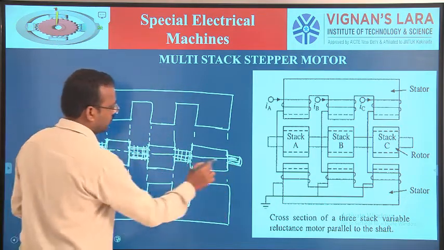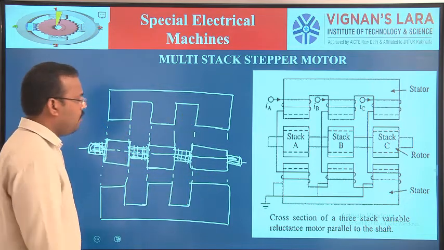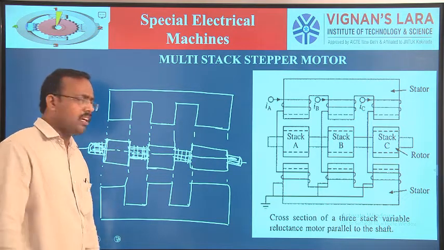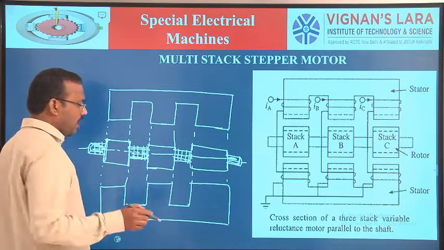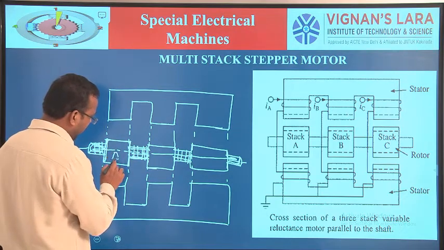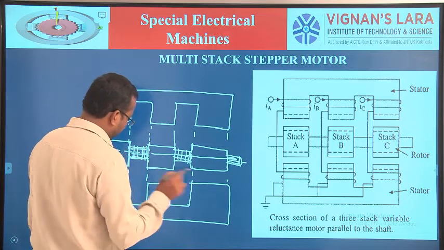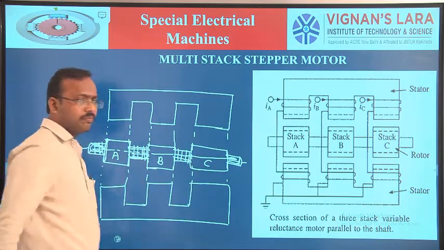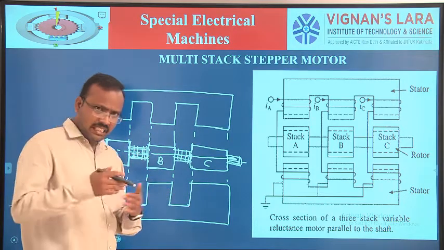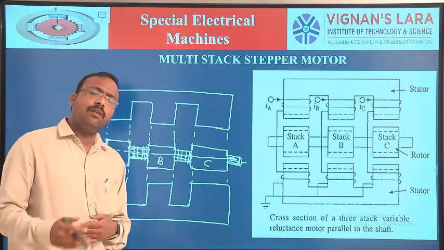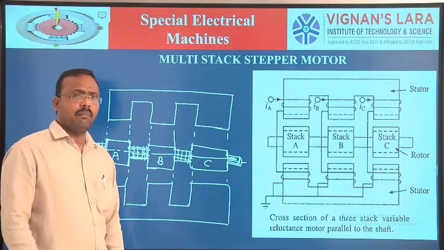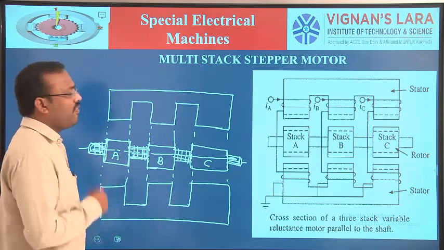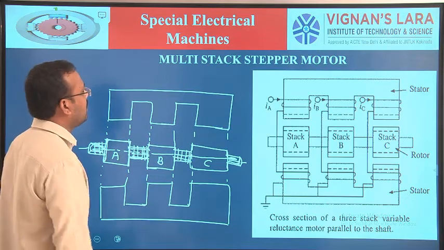Okay. So this is your shaft. Now, stator carrying concentric winding on the stator poles. Another important point: this is stack A, this is called stack B, and this is called stack C. So we have three stacks. The number of stacks equals the number of phases in this case, so we have three phases.